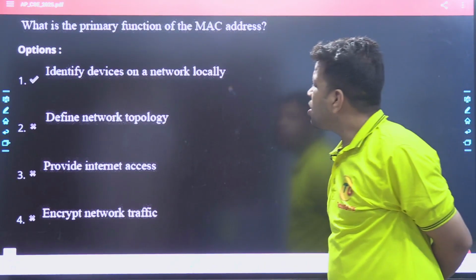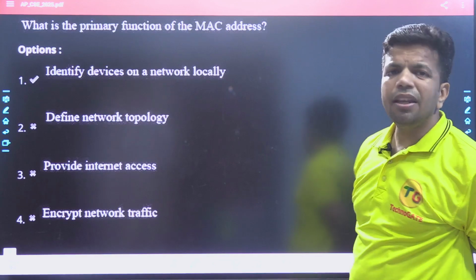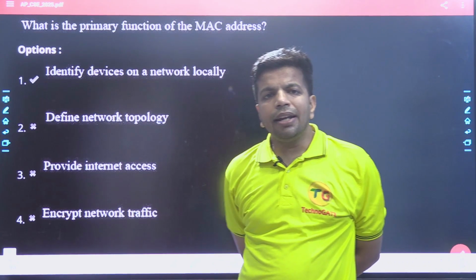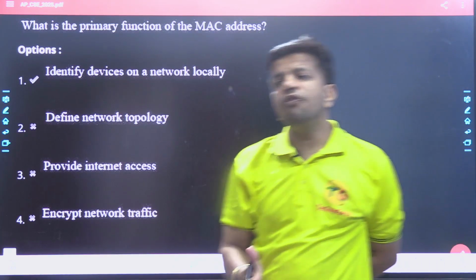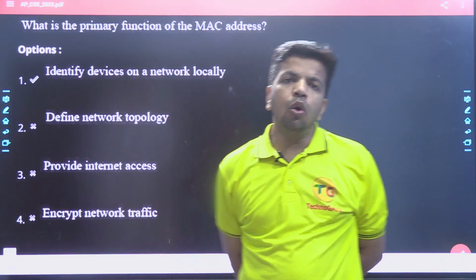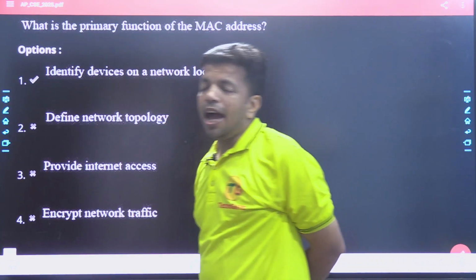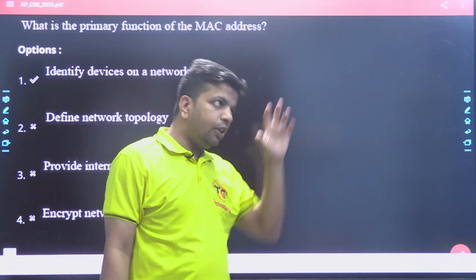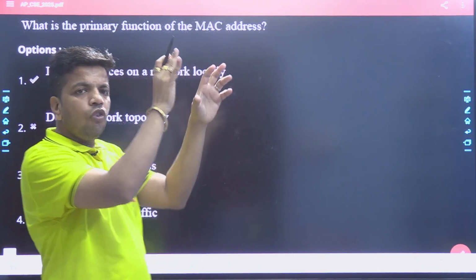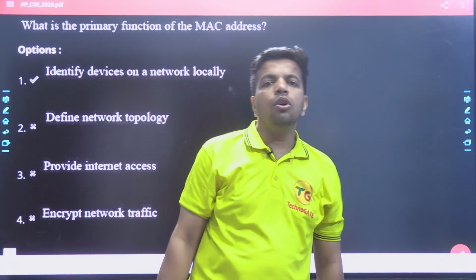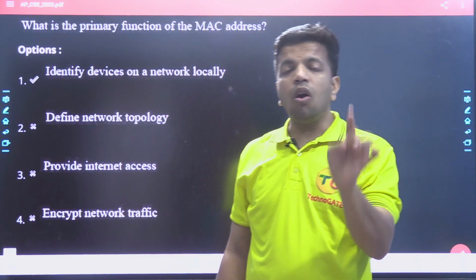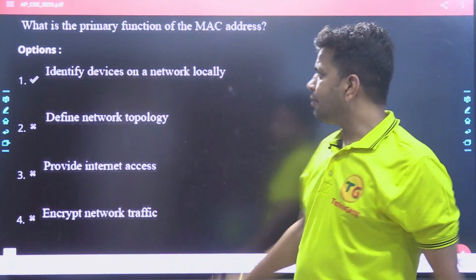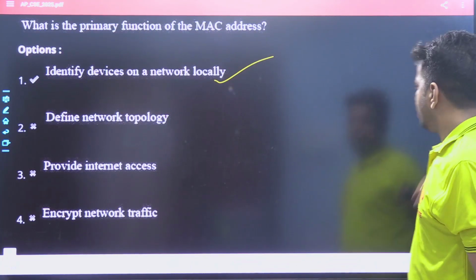What is the primary function of the MAC address? So we can say that the MAC address is simply used to identify a device locally. MAC address is fixed, IP addresses may change. IP address is a network address, meaning if your device is connected to some network, its IP address is something. If you change the network, then your IP address is going to change. But MAC address is always fixed because that is the physical address of that local device. You can go with the first answer.